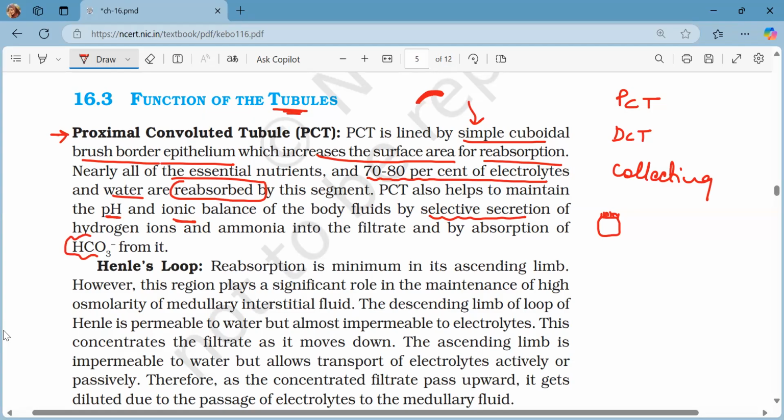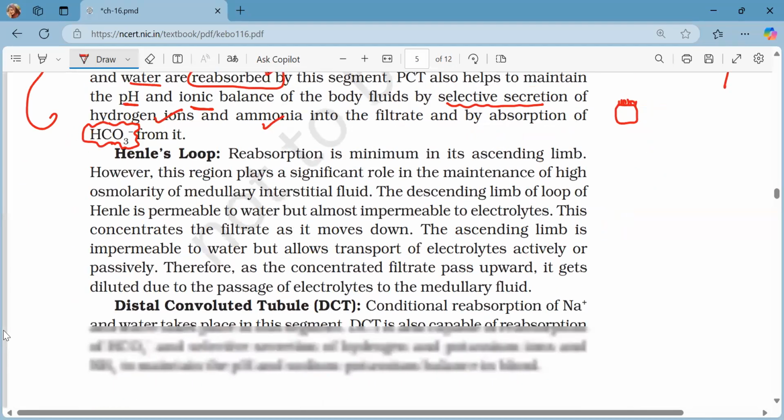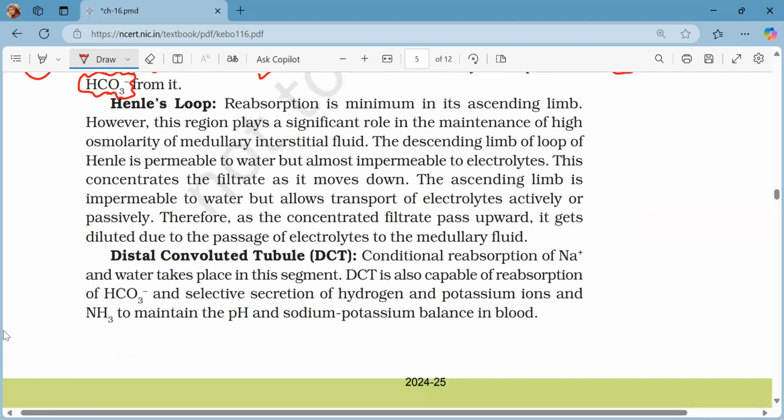So it reabsorbs the water, minerals, then all the important nutrients. Other than that, it selectively secretes hydrogen ions and ammonia, and it absorbs the bicarbonate ion from the filtrate. So this is the function of the PCT. Then there is the Henle's loop or loop of Henle.